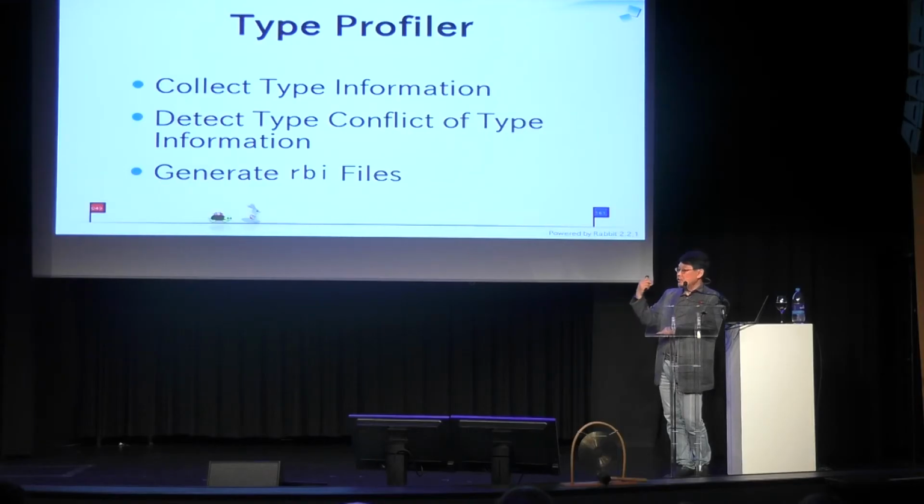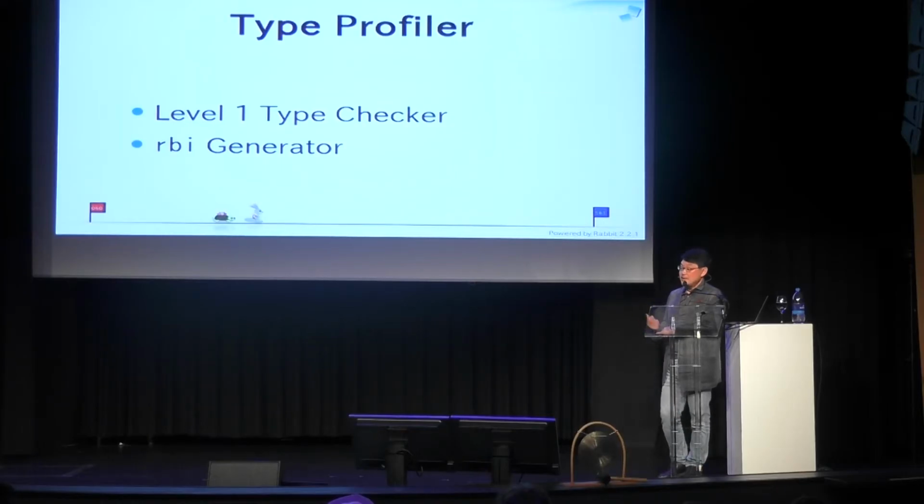Then, if the type checker works, you can generate the RBI file for your application. So the next time, you can use the RBI file to check your application. So the type profiler works as a level 1 type checker and the RBI generator.